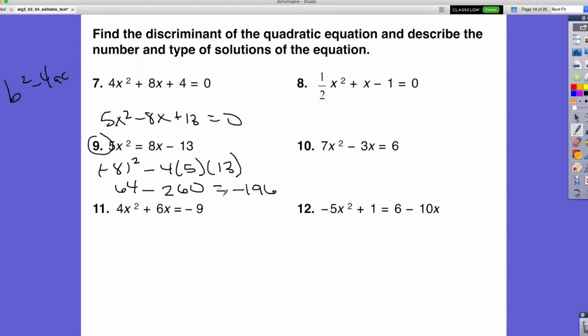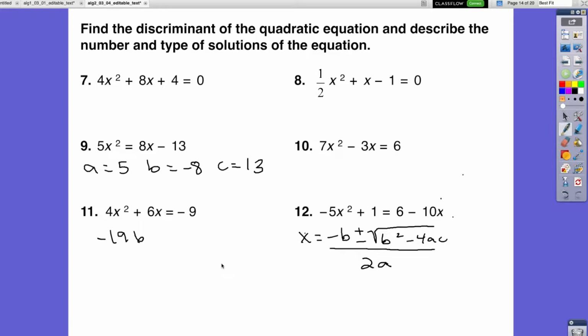64 minus 260 is equal to negative 196. So since my discriminant is less than 0, so negative 196, that means that I'm going to have two imaginary solutions. So here's my answer. Negative 196 is the first part. Two imaginary is my second part. And now I have to find them. So now that we know the discriminant is negative 196, and we have two imaginary numbers as the roots, let's figure out what those imaginary numbers are.